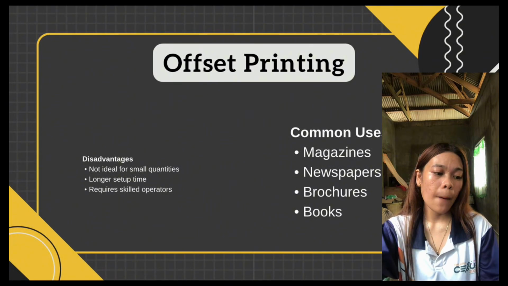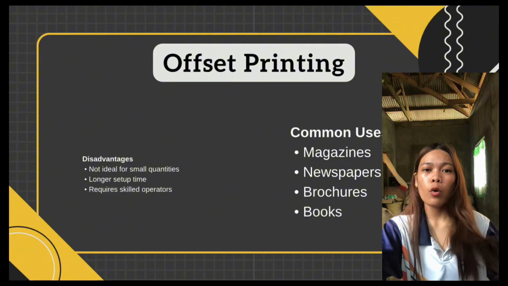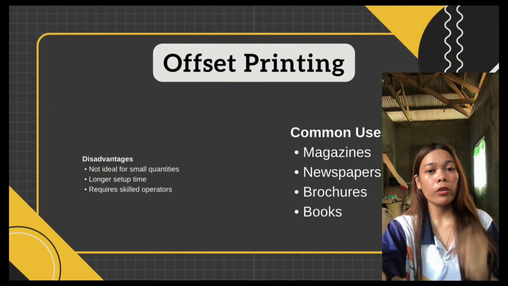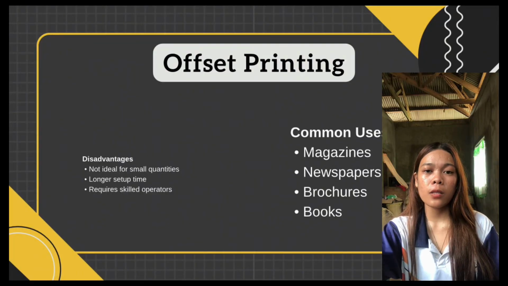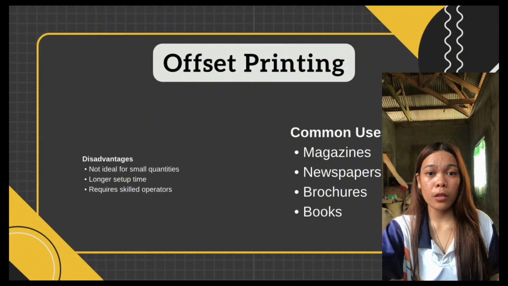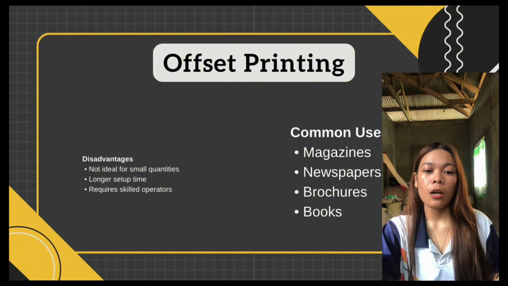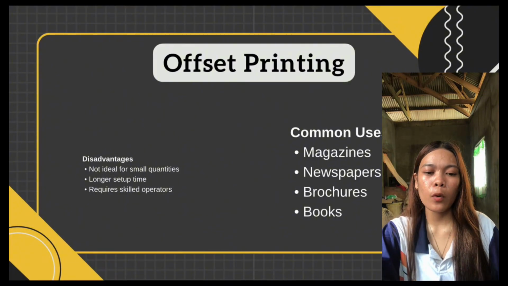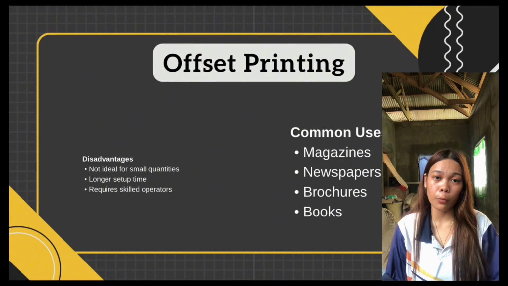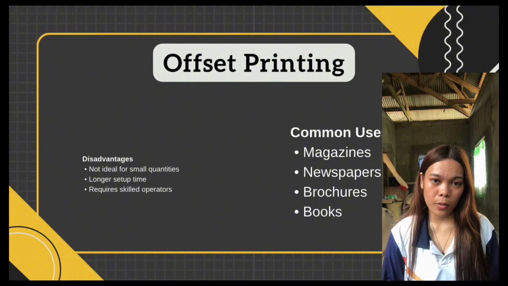The last one is that it requires skilled operators. If you do offset printing, your operators must undergo training so they know how to adjust the colors and the machinery correctly. And this method is a standard for mass production, commonly used for brochures, magazines, newspapers, and also catalogs.